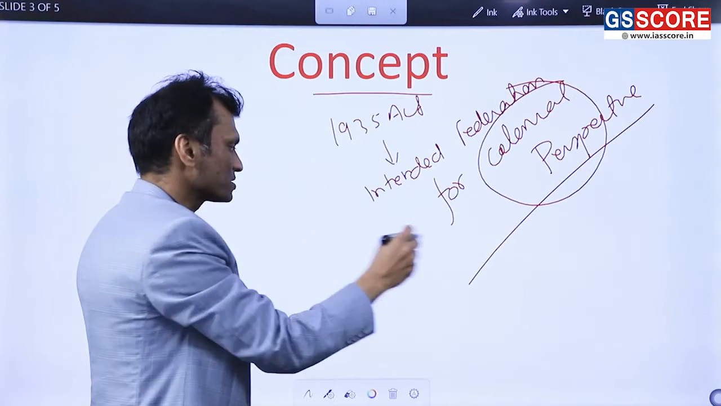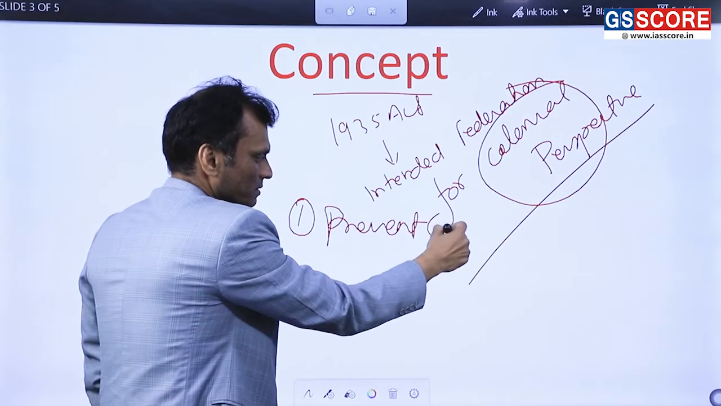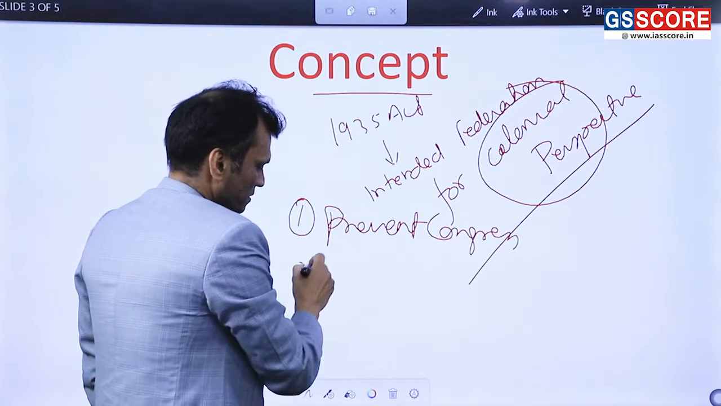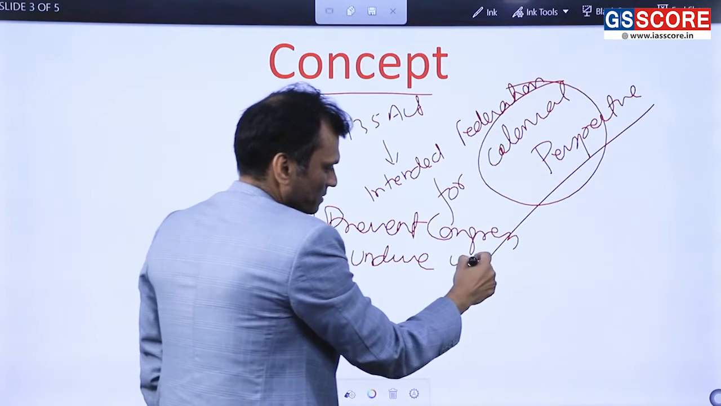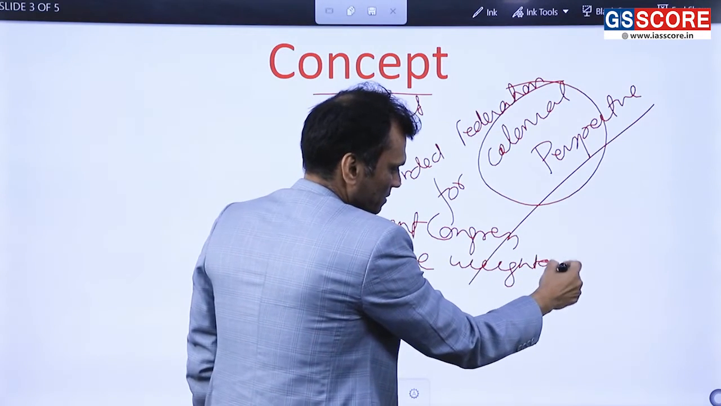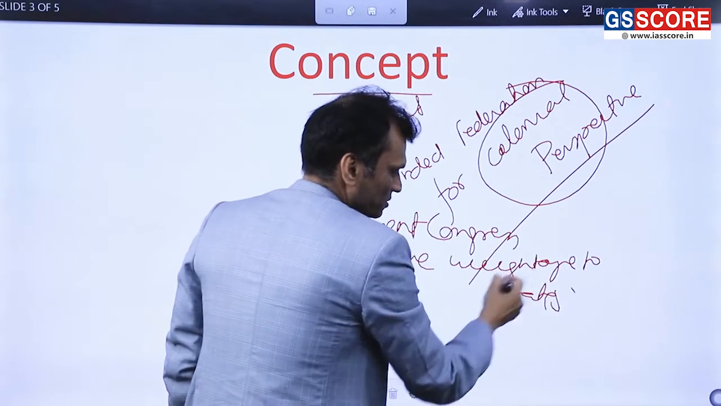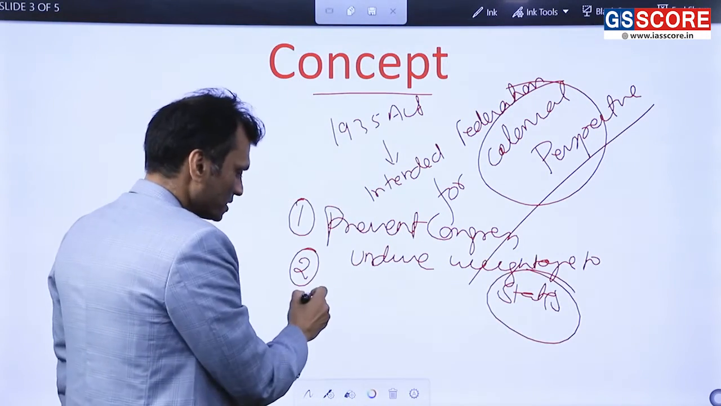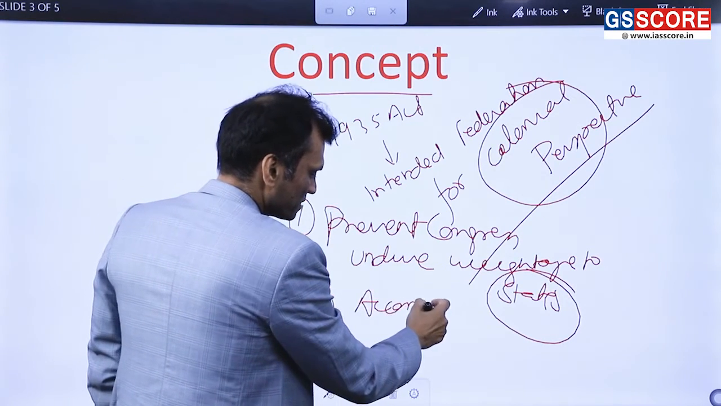Last paragraph, conclusion. Number one, prevent Congress from getting undue weightage, and to give undue weightage to states. And by doing so, somehow accommodating Jinnah.